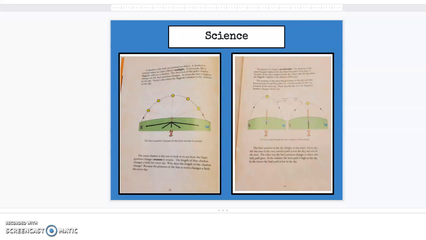The sun's position in the sky changes in two ways. Every day, the sun rises in the east, travels a path across the sky, and sets in the west. The other way the sun's position changes is where the daily path goes. In the summer, the sun's path is high in the sky. In the winter, the sun's path is low in the sky.